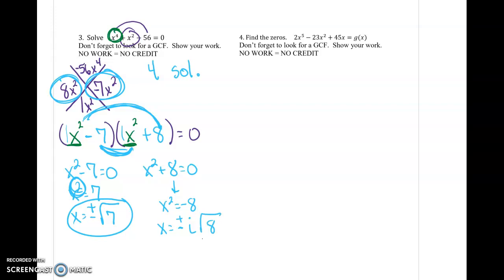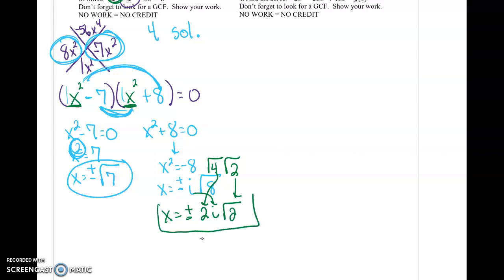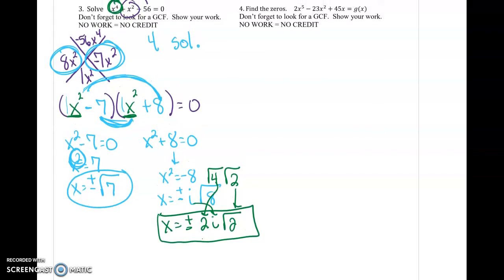We do want to start working in second semester, if you didn't do it much in first semester, is even though 8 is not perfect, it has factors that are. And what I can do is take the square root of 4, which is 2, bring along the i, that is not in the square root, and then bring the square root of 2. So that is actually the best answer and one that we will be looking for in semester 2.